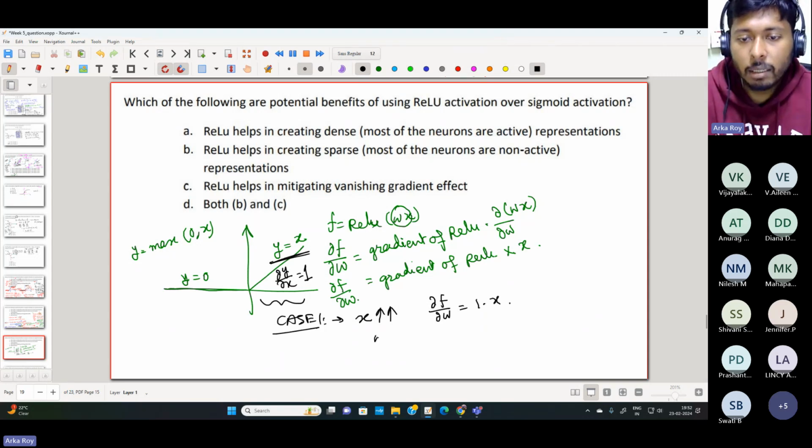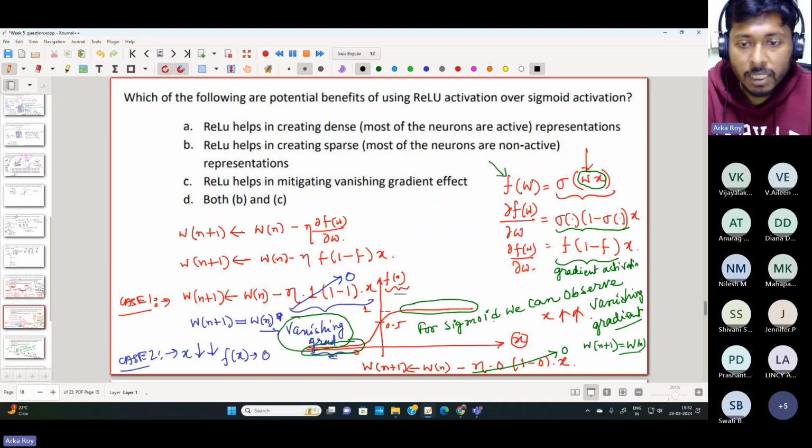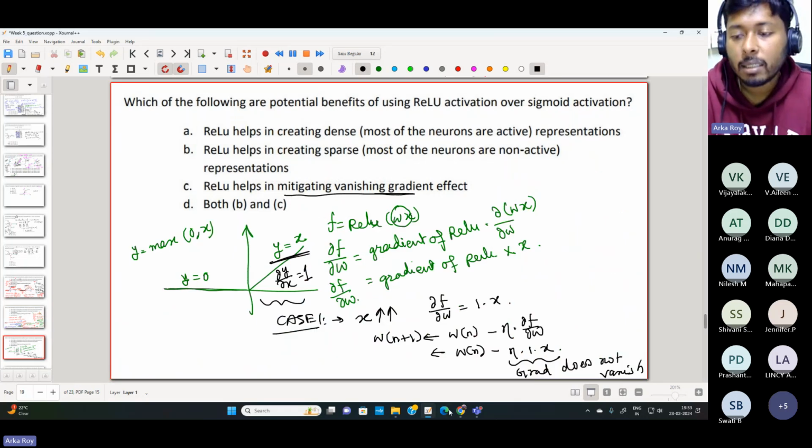Now let me write the gradient descent equation. Wn plus 1 equals wn minus eta into del f by del w. So I can write it as wn minus eta into 1 into x. Now you can see the gradient does not vanish. But in case of sigmoid, we saw the gradient was vanishing. So this is what ReLU helps in. ReLU basically mitigates the vanishing gradient problem.